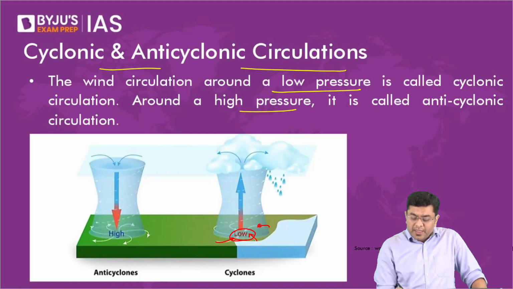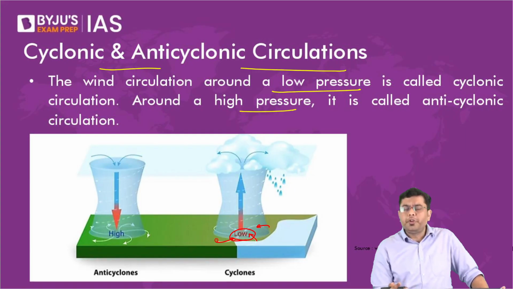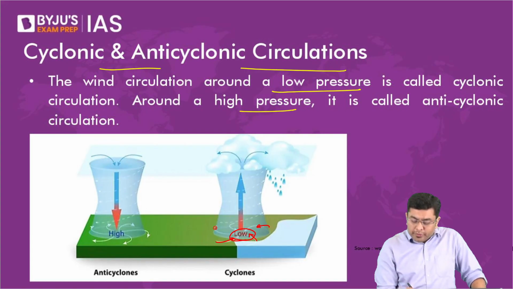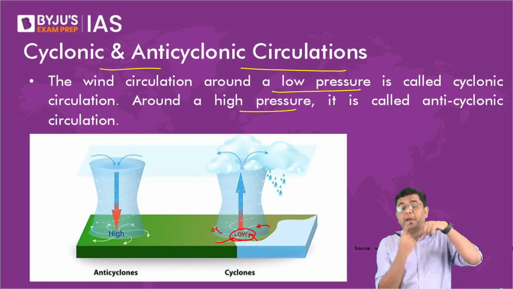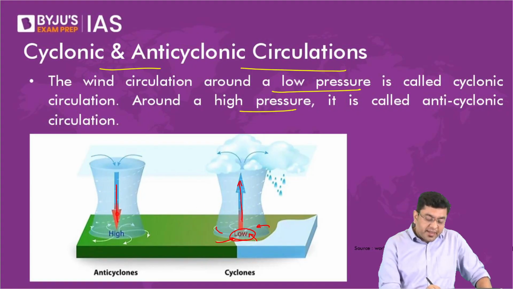Now, they will be bending because of the Coriolis force. Coriolis force is induced due to what? Due to the rotation of the planet. So that Coriolis force will lead to the bending of the wind. As the air rises up, it will be rising up in a circular manner. So here you have the rising air. Here you have the sinking air.